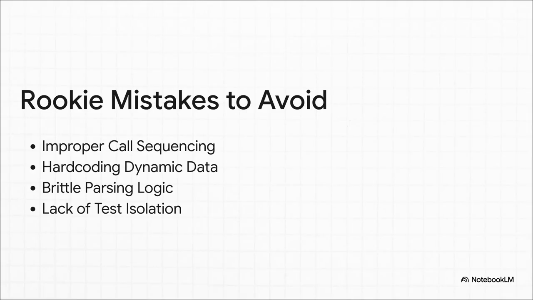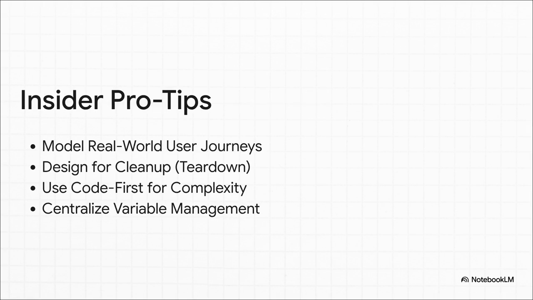First up, the mistakes to avoid. Obviously, getting your calls in the wrong order, like trying to get a user before you've created them. We've hammered on hard coding, but also be careful with your parsing logic. If your JSON path is too specific, one tiny API change can break everything. And finally, remember that chained tests create dependencies, so you have to be smart about managing state and keeping tests isolated from each other.